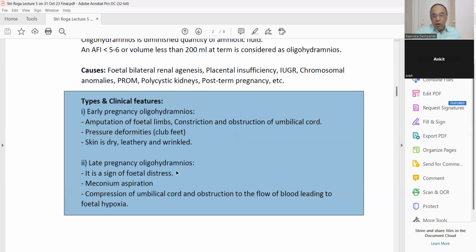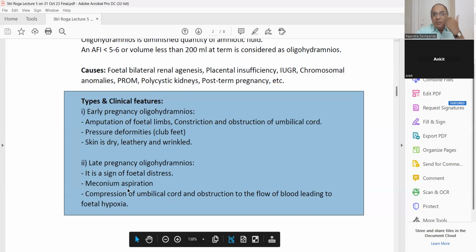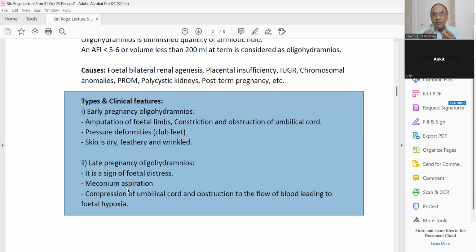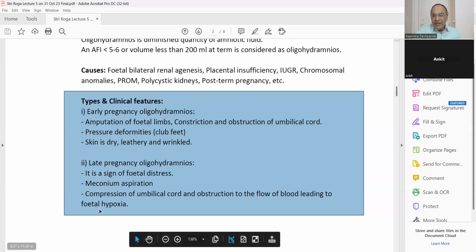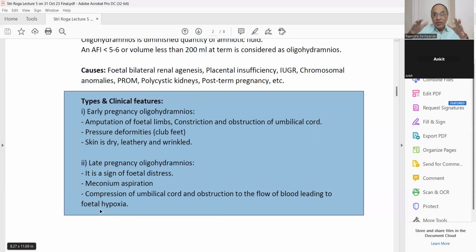Then late pregnancy oligohydramnios, what will happen? It is a sign of fetal distress, problem in the fetus. Then meconium aspiration. Meconium will go inside the respiratory tract. Okay. Compression of the umbilical cord and obstruction to the flow of blood, leading to fetal hypoxia. In Marathi we call it गुदमरणे. In English it is called suffocation due to no oxygen.